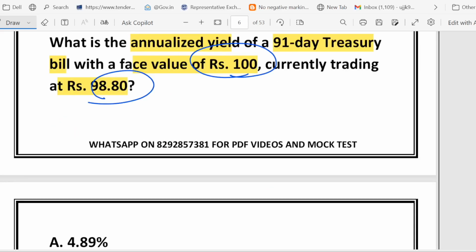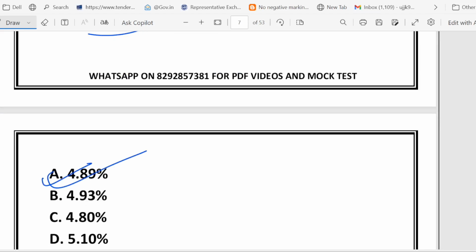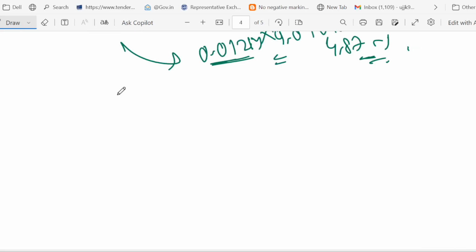Now friends, let's look at the option. I think nearby is 4.89, so this will be the correct answer. Okay, so friends, this is a very important formula that you need to remember. This is called treasury bill yield. Let me explain what is happening here.